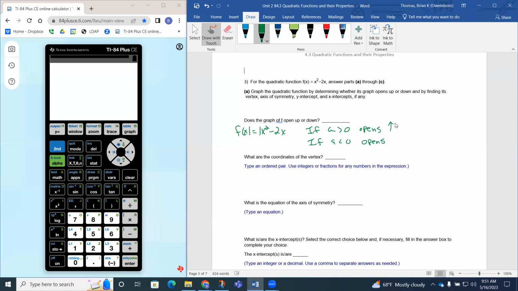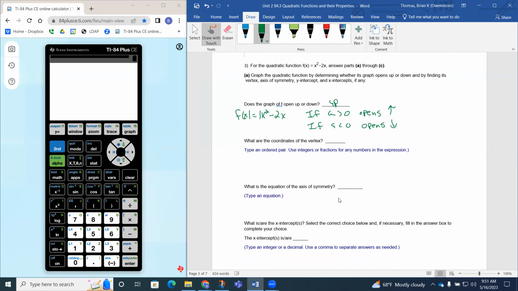If it's positive, it's going to open up. If it's negative, it's going to open down. So if we notice the coefficient of the quadratic term is a 1, that means there's not any kind of reflection. It stays opening up. Remember, if it was negative, it would open down. So our graph is going to open up because the coefficient of the quadratic term is a 1.